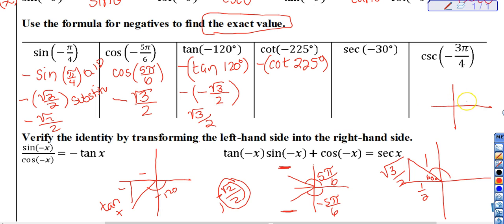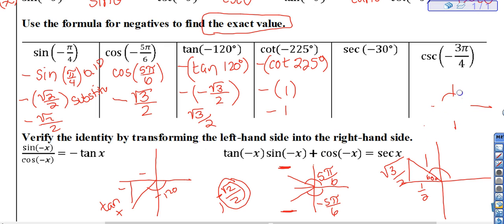Well, if I draw that picture, 225 degrees is over here, and it's halfway through quadrant 3. So I'm pretty sure tangent and cotangent are positive, and cotangent is 1. Yeah? So the cotangent of 225 is 1. So the opposite of 1 is negative 1.